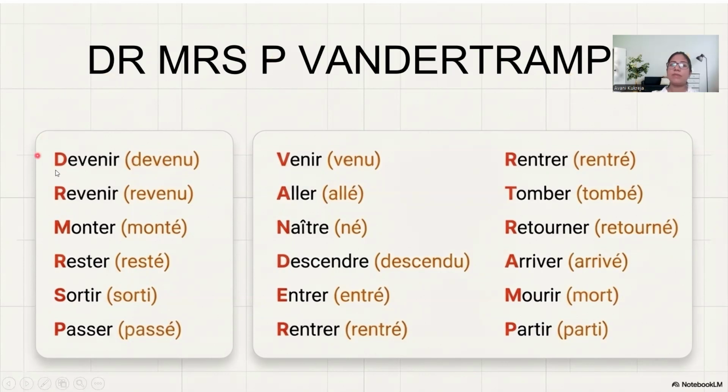With D, it's devenir; R, revenir. Mrs.: monter, rester, sortir; P, passer. Vandertramp: venir, aller, naître, descendre, entrer, rentrer, tomber, retourner, arriver, mourir, et partir. These are the only verbs which are categorized under être verbs, and the rest of them will fall under the avoir category. The exceptions we'll learn later, but this is the broader category.